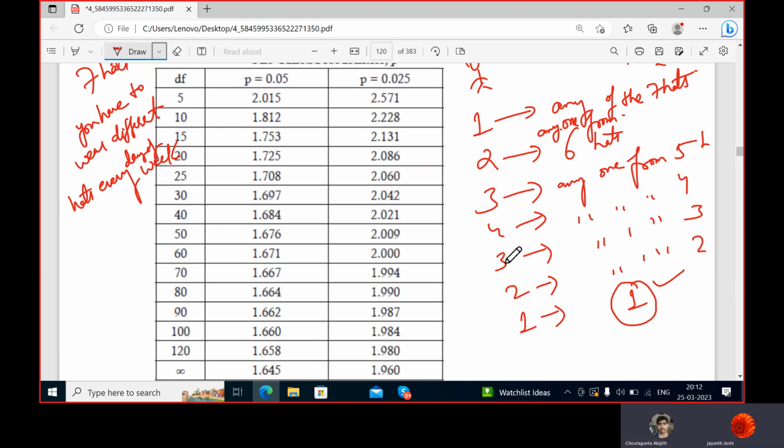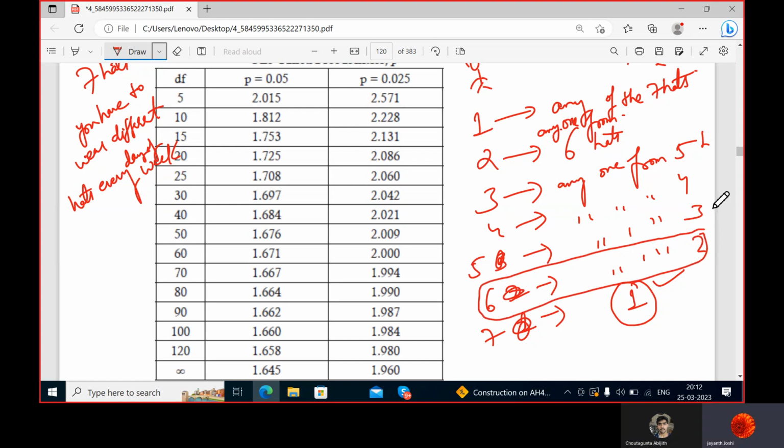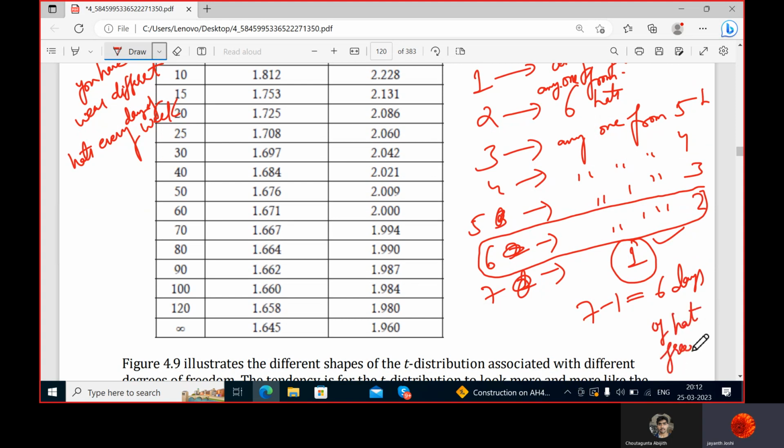So when I come to day 7, these are the 7 days, and on the 7th day you have no other choice, Abhijit. After you choose your hat for day 6, you have no choice for day 7. You had choices only till here. So you must wear the one remaining hat. You had 7 minus 1, 6 days of hat freedom, correct? On the last day, you cannot freely wear whatever you want. This is the idea behind degrees of freedom.